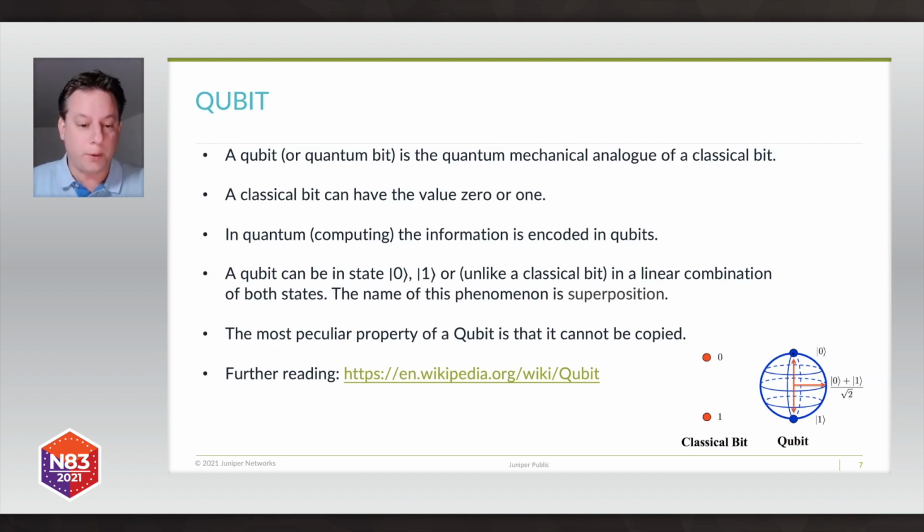And one of the most interesting properties of a qubit, especially in the context of security, is that you cannot copy it. That is also the biggest downside of a qubit, as you cannot transport qubits over CWDM or DWDM equipment, especially if it's amplified, because then the quantum state, the qubit, gets lost.